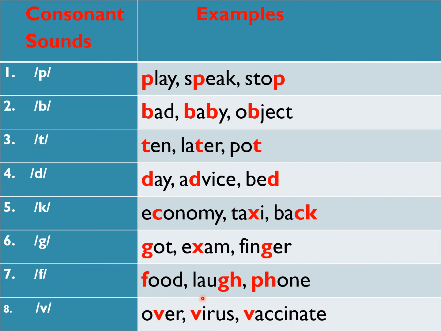Food, laugh, phone. This is the sound F. You see, sometimes its spelling is F, sometimes it's GH, sometimes it's PH. This shows the irregularity between spelling and pronunciation. The last one in this list, the V sound: over, virus, vaccinate. I think it doesn't pose any problem.